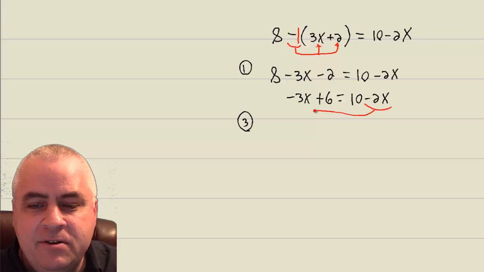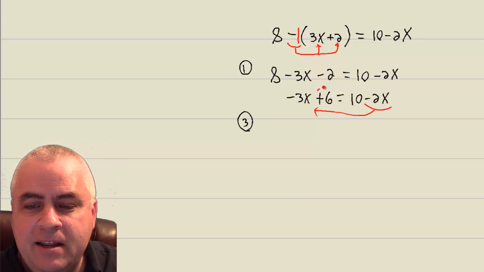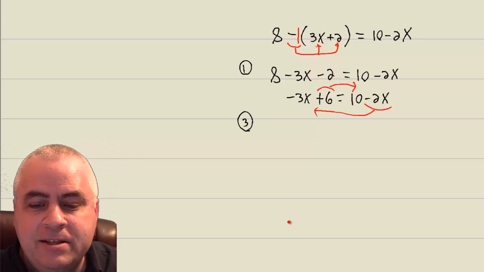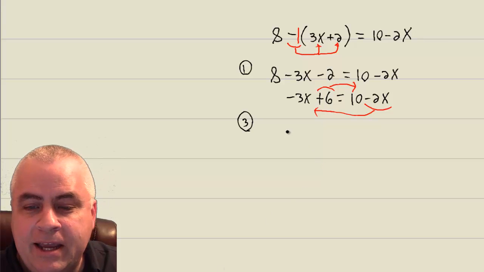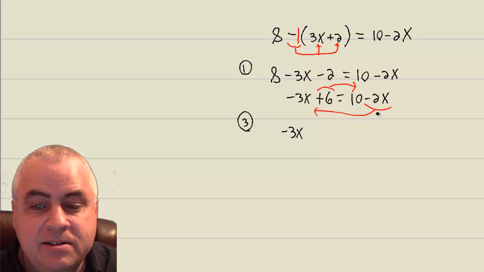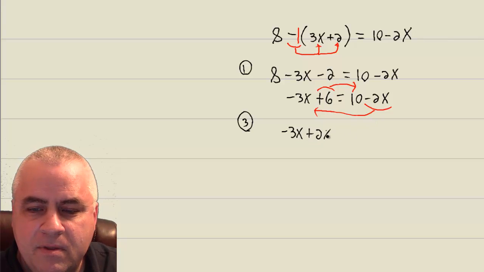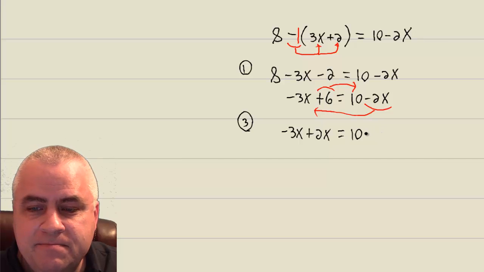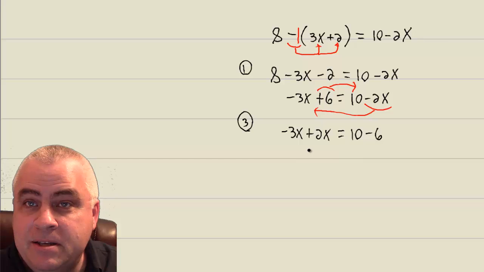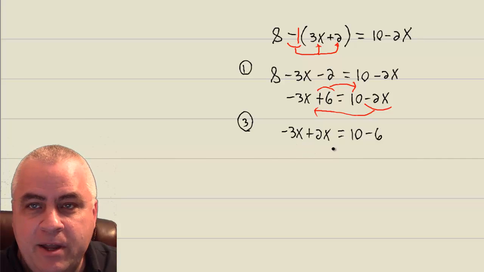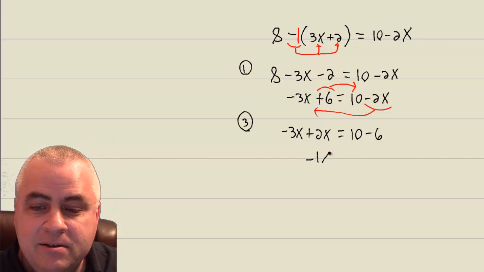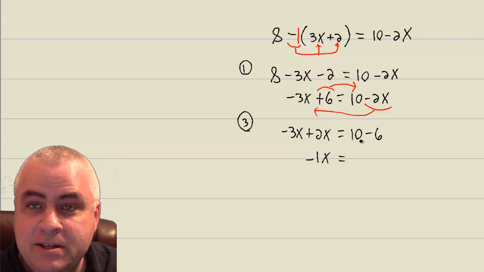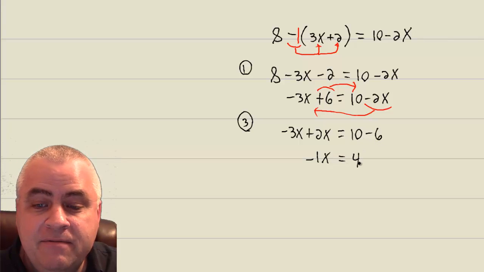So I'm going to take the negative 2x, move it over to the left side, and take the 6 and move it over to the right side. Remember, when you take anything across the equals, your sign changes, so the negative 2x becomes a positive 2x. The positive 6 becomes a negative 6. Our note at top says combine like terms in any step. Negative 3x plus 2x is negative 1x, or just negative x. That's your choice. 10 minus 6 is 4.